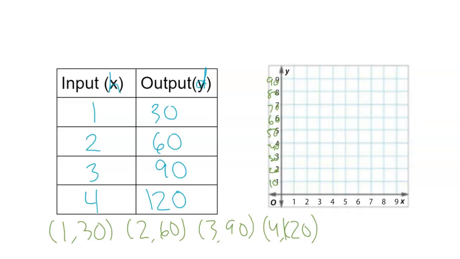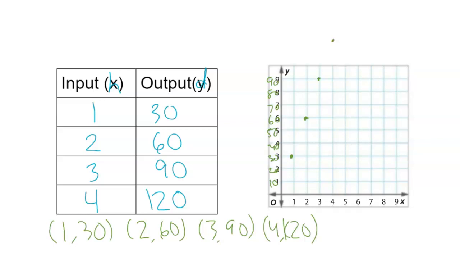Our first ordered pair is (1, 30). So our first number tells us left or right, and that's positive. So we're going to move to the right one, and then we're going to go up to 30. Our second ordered pair is (2, 60). Again, that first number tells us left or right. So right 2, and then up 60. And then we have (3, 90). So right 3, and then up to 90. And then (4, 120), so I go up 4, and then 120 would actually fit off of our graph right there.